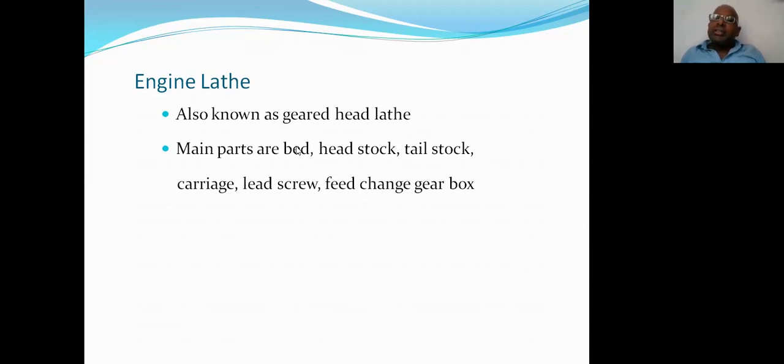Of course, we will discuss in the later parts of the lathe what materials are used and the different types, and all these different tools we should discuss in an elaborated way. Here the main parts for this engine lathe are the bed, which carries all the remaining parts, headstock, tailstock, carriage, lead screw, and feed change gearbox.